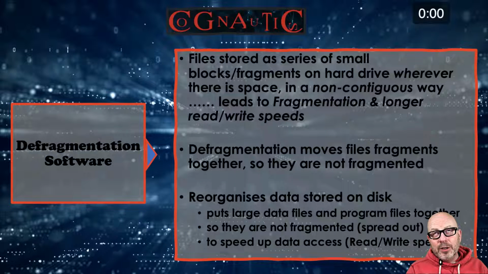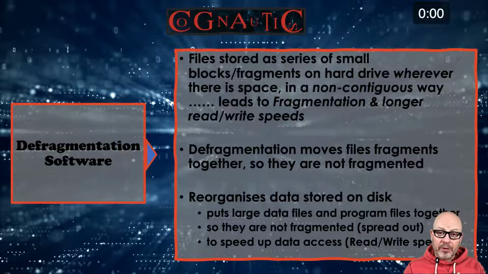So, when you save data, the key thing to remember is that, say for example, you're saving a JPEG image onto your hard drive. It's not stored in one chunk. The file will be split up into small blocks, literally blocks of data. And those blocks are not necessarily saved in a contiguous way.